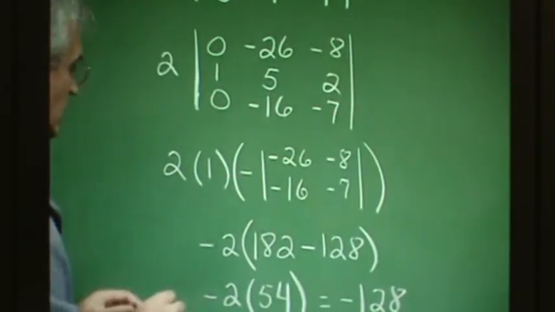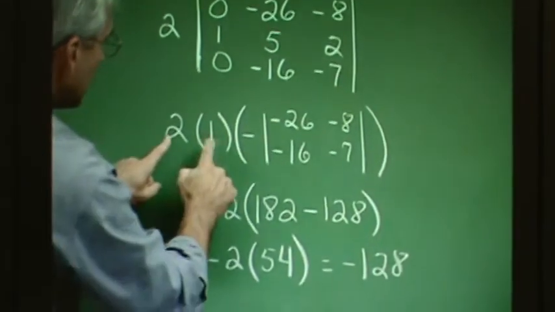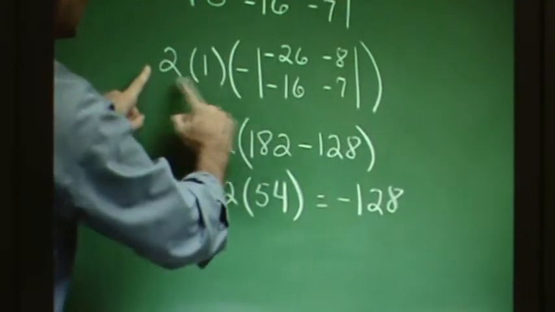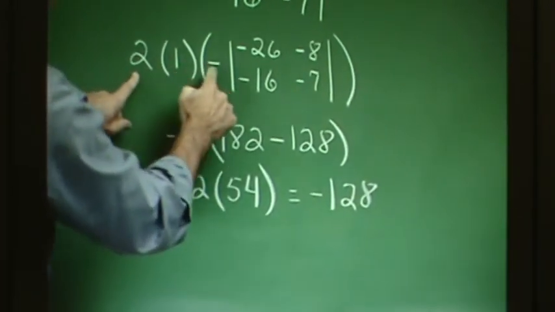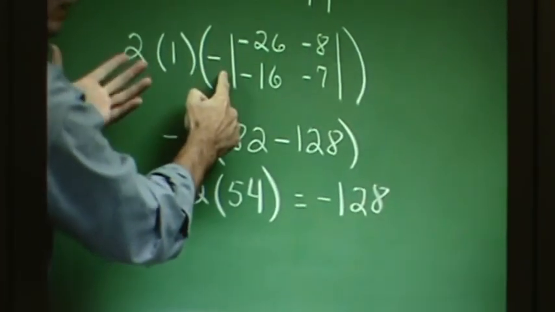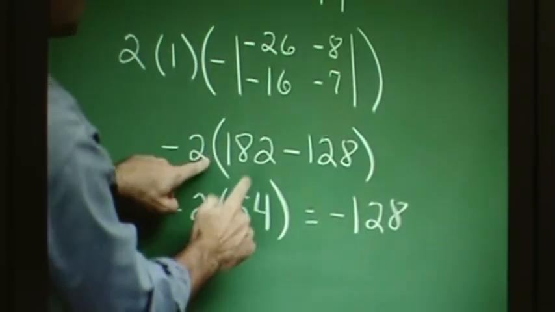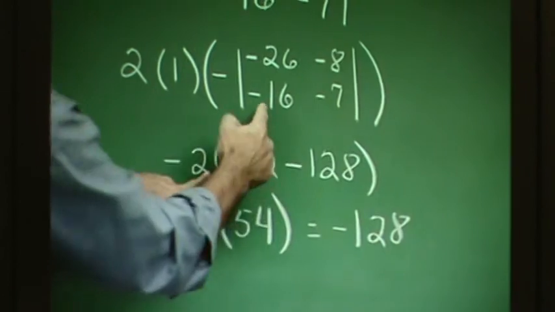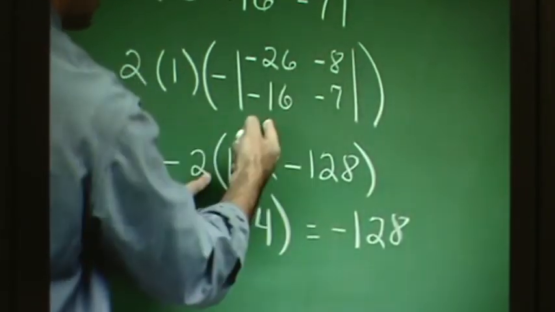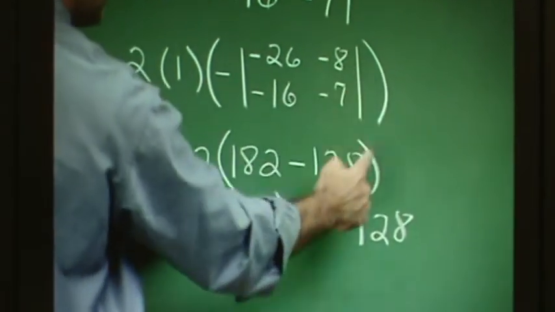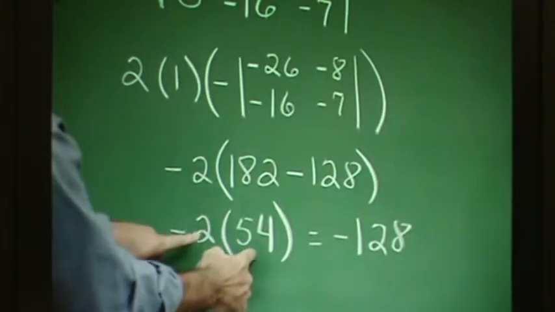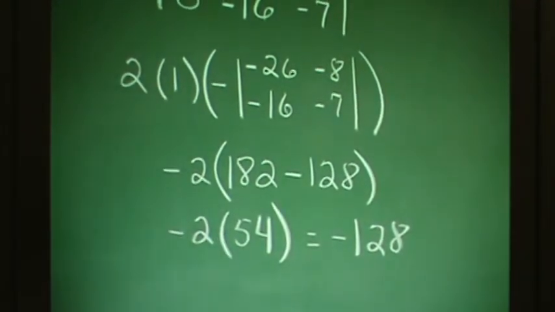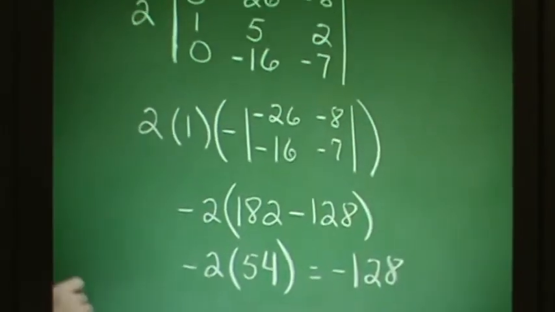And now we proceed as we normally would. Now, I have sort of consolidated these 3 ideas. The 2 times 1 times the negative, we could think understood 1 gives the negative 2 here. And then this product, negative 26 times negative 7 is 182. And we're going to subtract this product, the negative 16 times negative 8 is 128. And together that's 54. Negative 2 times 54 is negative 108.